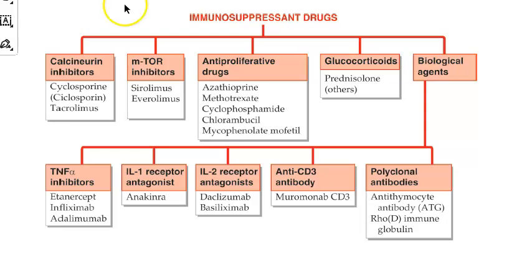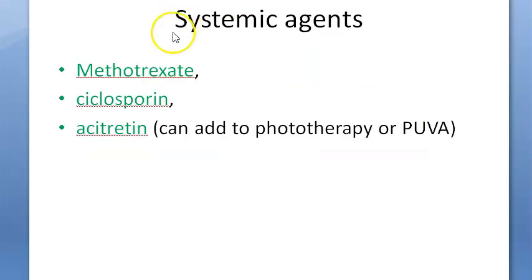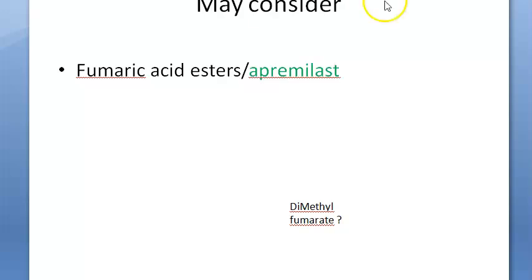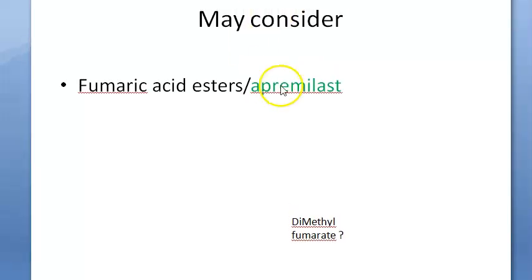You please try to spot them here. Cyclosporin is here, right? Methotrexate, cyclosporin. Then what is that? The other one we saw with A, right? Okay, acitretin. So we have tried to spot this in immunosuppressant drugs. Then you have the apremilast. Let's see if this is there. Not exactly, I can't find this apremilast.